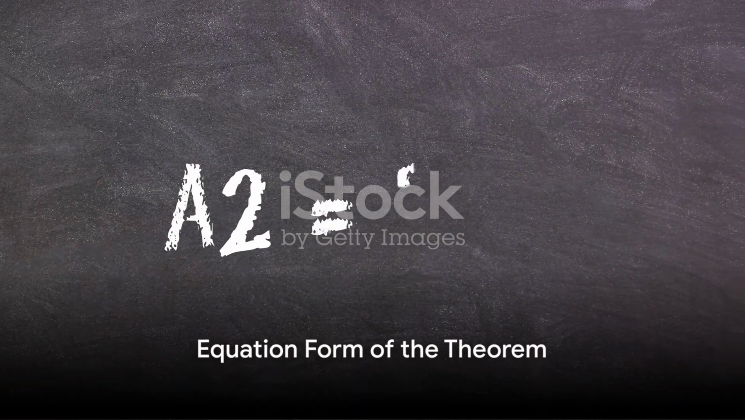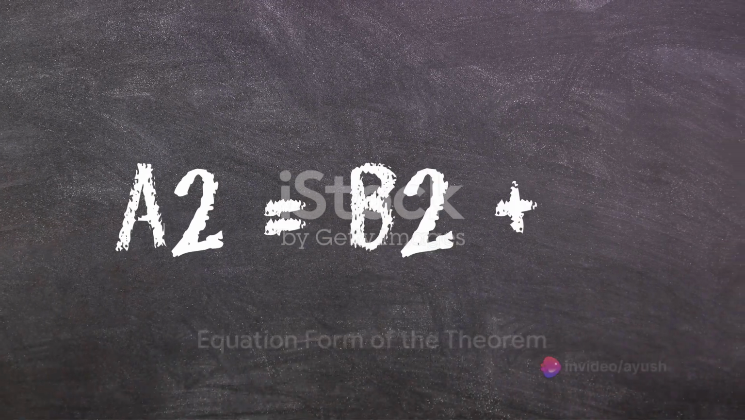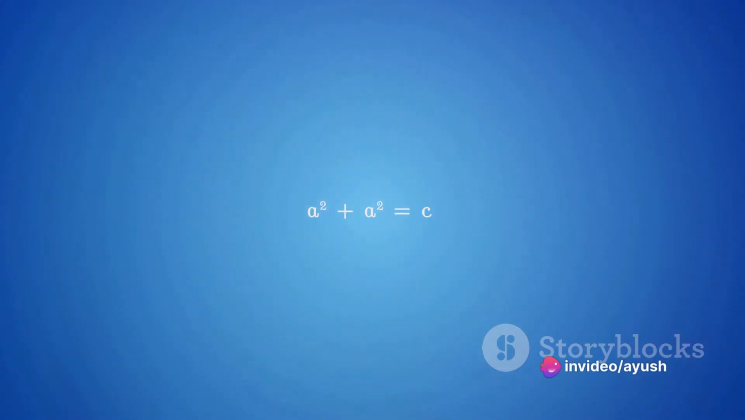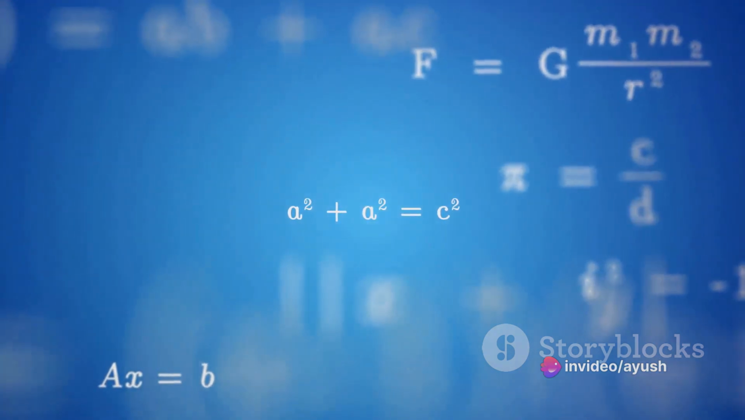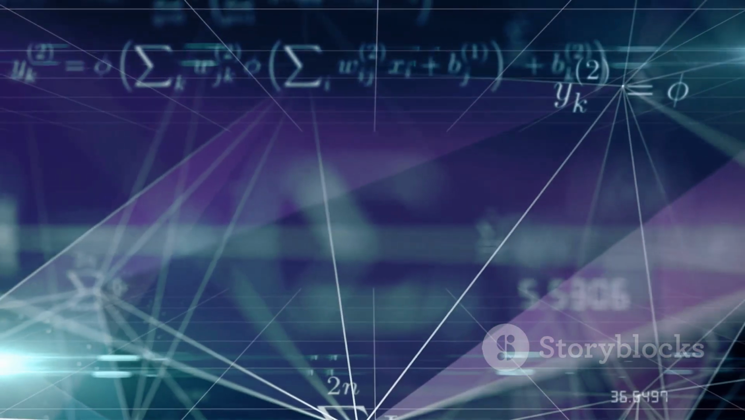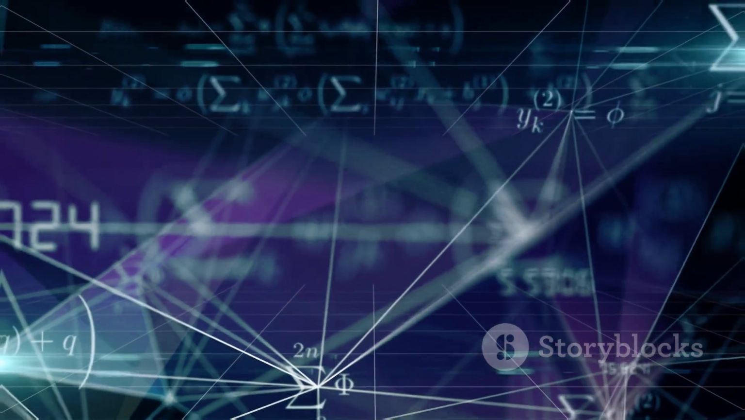To put it in equation form, a squared plus b squared equals c squared, where c represents the length of the hypotenuse and a and b represent the lengths of the other two sides. This equation is the heart of the Pythagorean theorem.